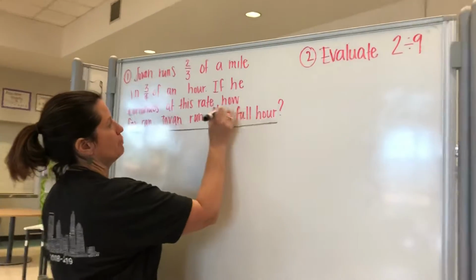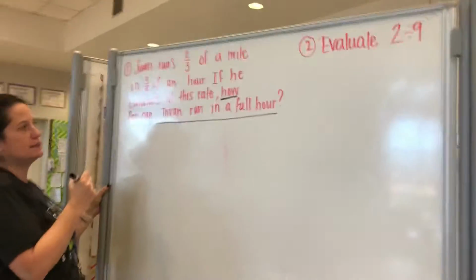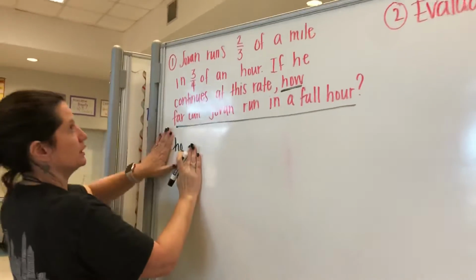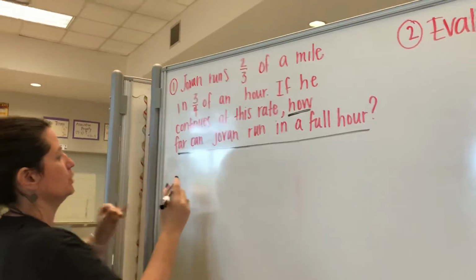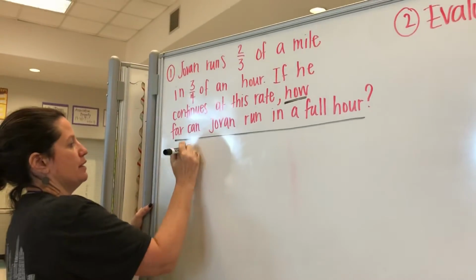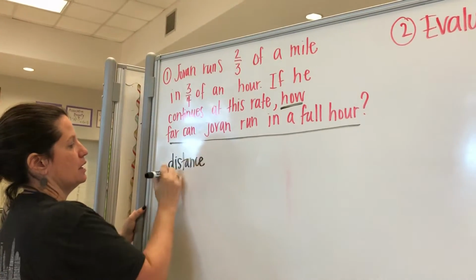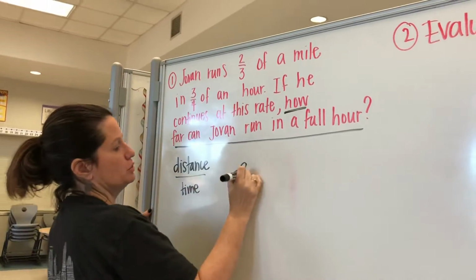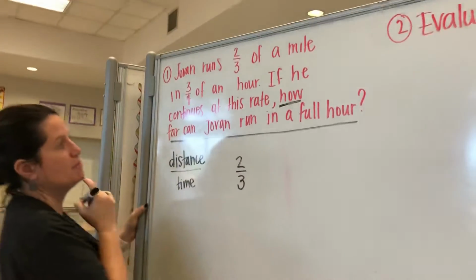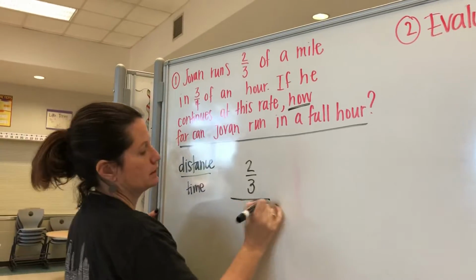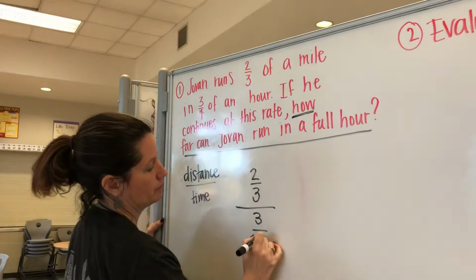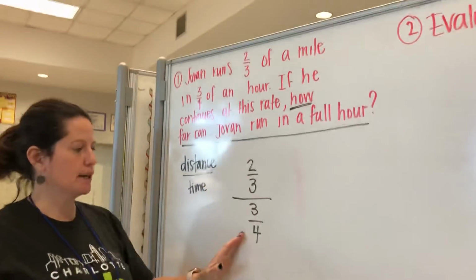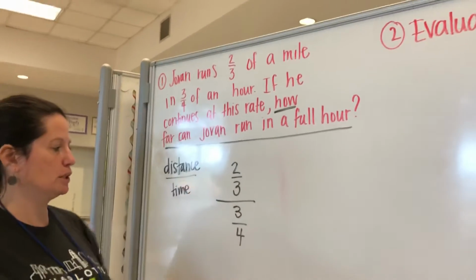So this is a unit rate problem. We're going to go ahead and set up a unit rate where we're going to compare hours or time. Actually, let's change that. We're going to do distance and divide that by time to get a unit rate. If I look up here, I know that Jovan can run 2/3 of a mile in 3/4 of an hour. Now, when I look at this, this is what we call a complex fraction. There's 2 fractions within a fraction.